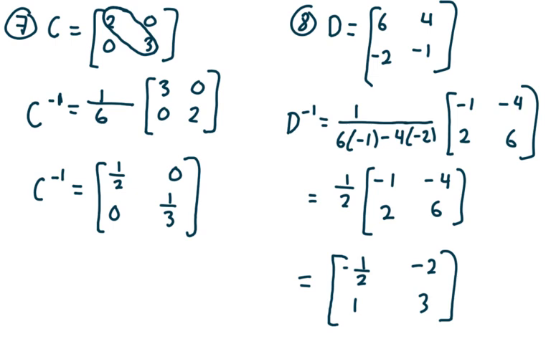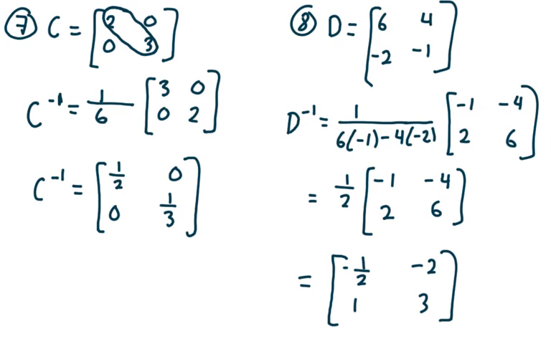We applied the formula for this problem, but you might notice, and it's not a coincidence, the reciprocal of 2 is 1/2, right? And that's the entry in the upper left-hand corner of C inverse. The reciprocal of 3 is 1/3, and that's the entry in the lower right-hand corner of C inverse. So it makes it really, really nice to find an inverse.